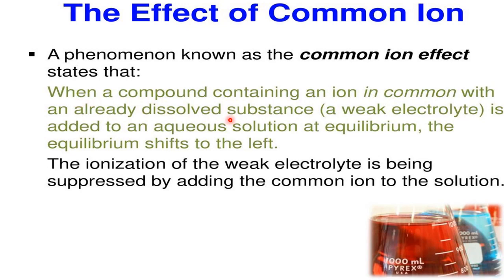When a compound containing an ion in common with an already dissolved substance, which is a weak electrolyte, is added to an aqueous solution at equilibrium, the equilibrium shifts to the left. That means the ionization of the weak electrolyte is being suppressed by adding the common ion to the solution, and this is known as the common ion effect. The effect caused by a common ion by decreasing the ionization of the weak electrolyte is called the common ion effect.